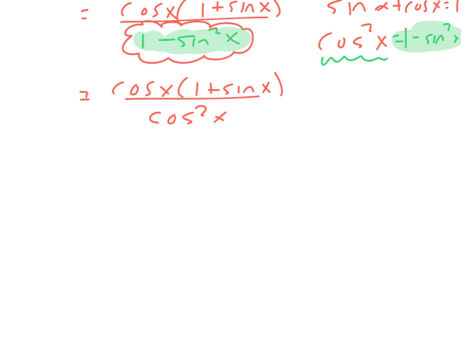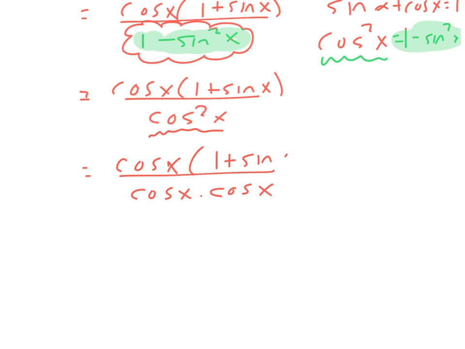Next, cosine squared on the denominator really means a cosine x times a cosine x. So let's write that out just to help you see it. I'm going to rewrite my numerator. Then, hopefully you can see I have a product on the top and a product on the bottom. And when I have that, I can cross-cancel some stuff out. So what am I left with? I'm left with a 1 plus sine x over cosine x.